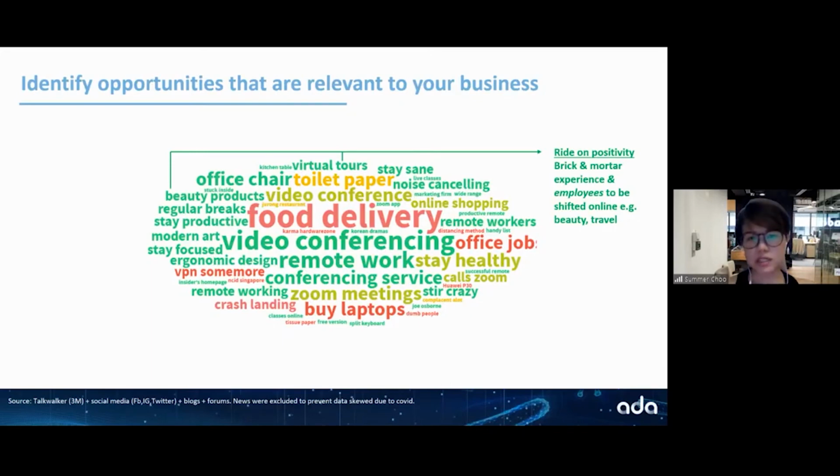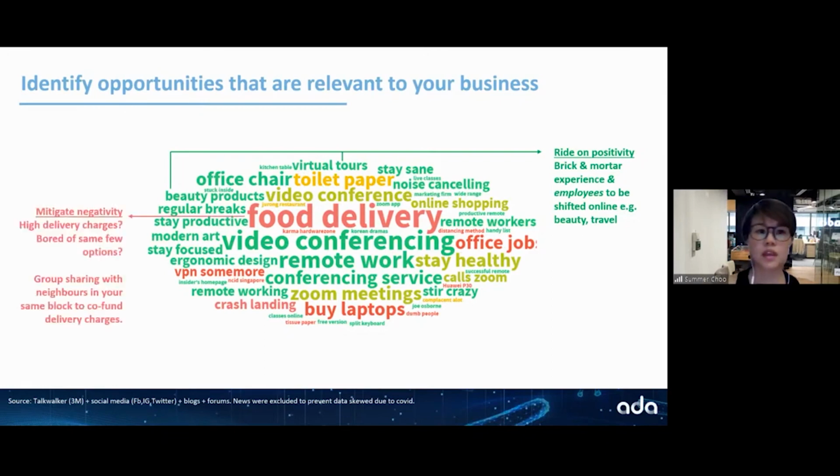Now, we see a lot of negativity when it comes to food delivery as well, especially in Singapore these days. People are talking about how Grab delivery charges are so expensive, and there are limited options. What can we buy? Perhaps an example of something some brand can do is create a platform where people in the same block, the neighbors, can group share and co-fund delivery charges from the same restaurant. So there are always opportunities we can look out for if you dive a bit deeper into what's happening in the category.